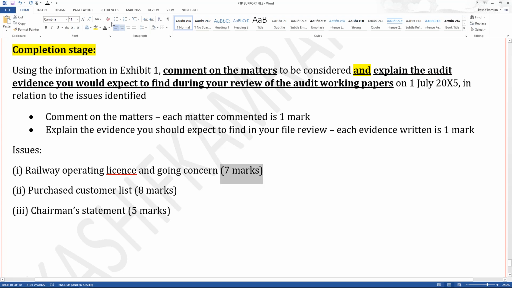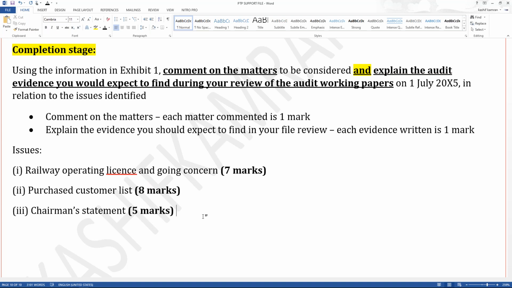And in 7 marks, we need to comment on the matters and explain the evidence. Then we pick up the 8 marks purchase customer list, comment on the matters and explain the evidence. Then you pick up the chairman statement, comment on the matters and explain the evidence. And I'll show you the way to write the answer. Is everyone clear with the first requirement?